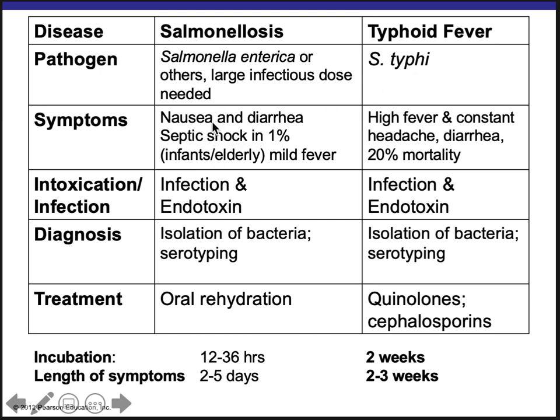Regular signs of gastroenteritis: nausea, vomiting, diarrhea. Very rarely do you get any serious, life-threatening infections, but about 1% of infections will be septic shock, very serious, right? Gets into the bloodstream. Infants and elderly are the ones at the highest risk of developing septic shock. Typically, you just have mild fever, nausea, vomiting, diarrhea, right?